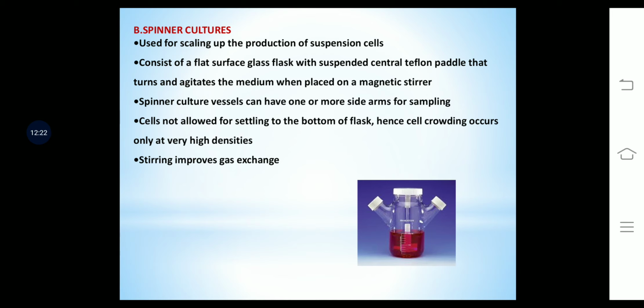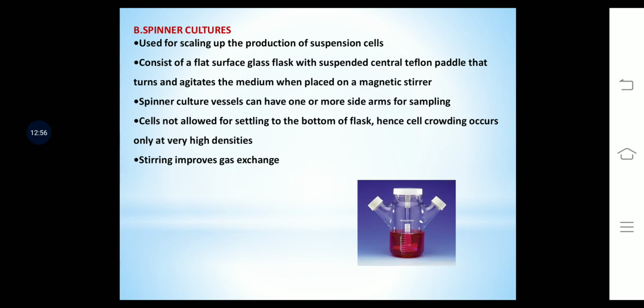Coming to the spinner cultures, it is used, as I mentioned earlier, for the production of suspension cells. It consists of a flat surface glass flask with, in the center, a Teflon paddle or a stirrer which agitates the media when placed on a magnetic stirrer. Because it is stirring, the cells do not settle at the bottom, which is very important. It prevents crowding. Spinner cultures have 2 side arms for sampling, so in order to pour the medium in or take samples out, side arms are used. And even stirring improves the gas exchange, so there is good aeration.